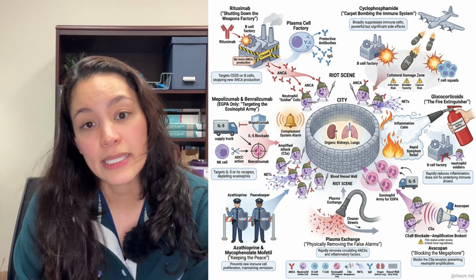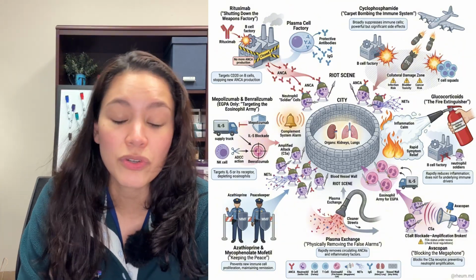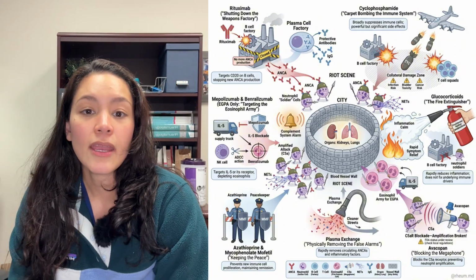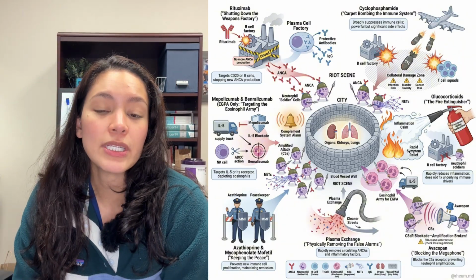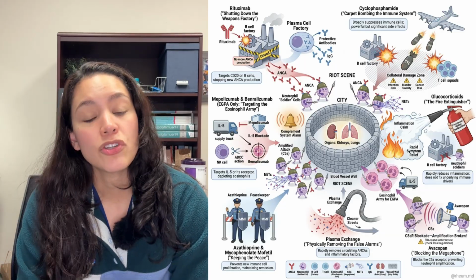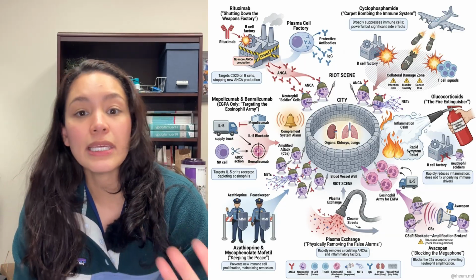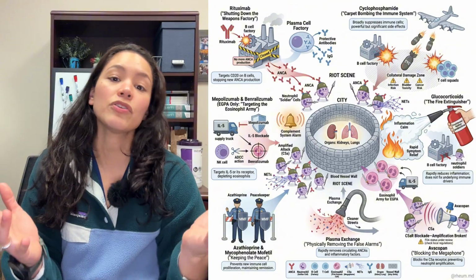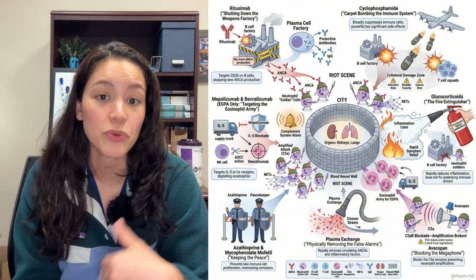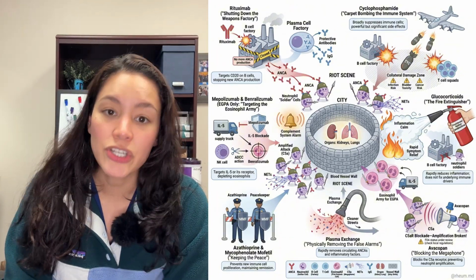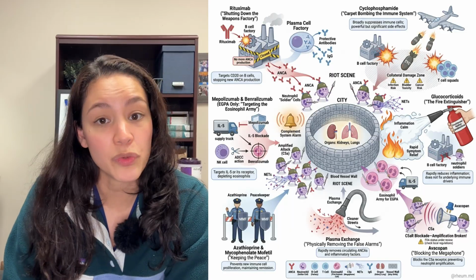They will release sticky webs called nets, or neutrophil extracellular traps. And they trigger the complement system, which is like an alarm system that triggers a cascade that recruits even more soldiers. This results in something like a self-perpetuating riot. Each medication targets a different part of this riot.